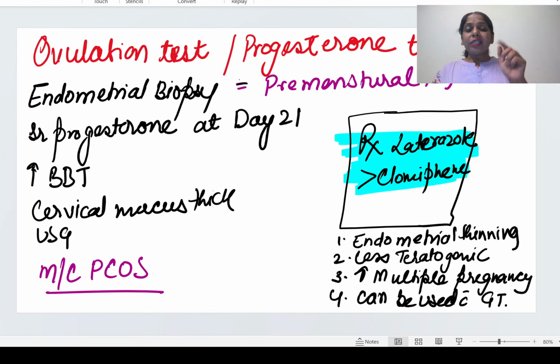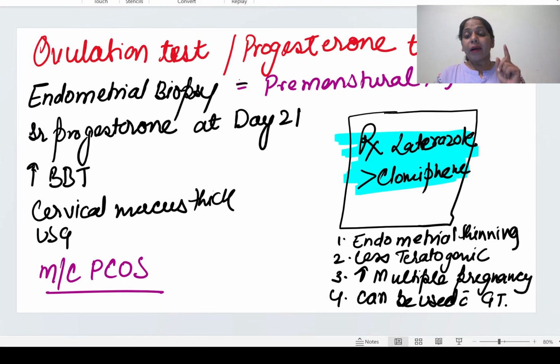Okay. What does progesterone do? Progesterone increases the mucin content. More mucin is there, more protein is there. That is why the mucus gets thick. Now another way is how you can diagnose. If cervical mucus is thick, it means that ovulation has occurred.